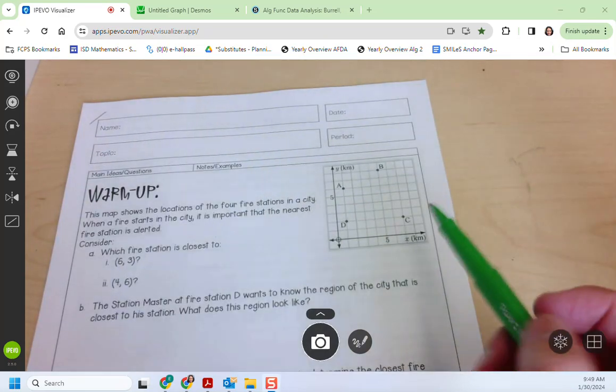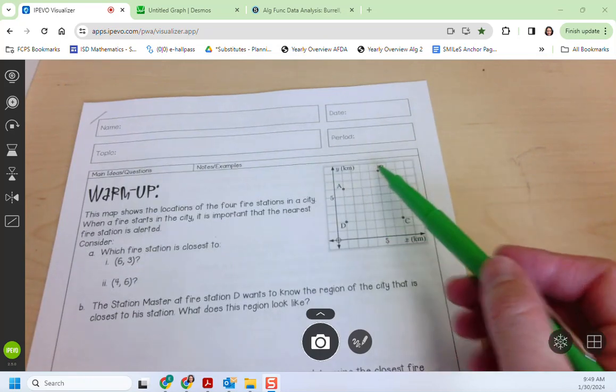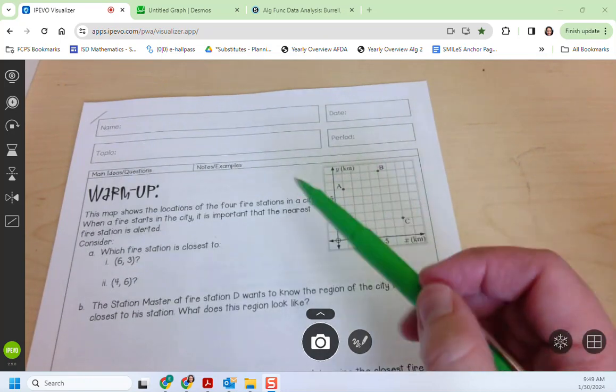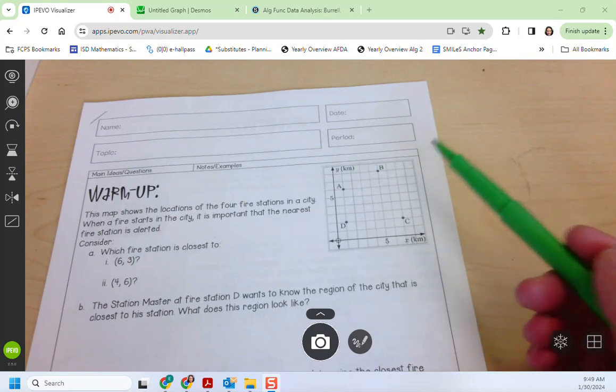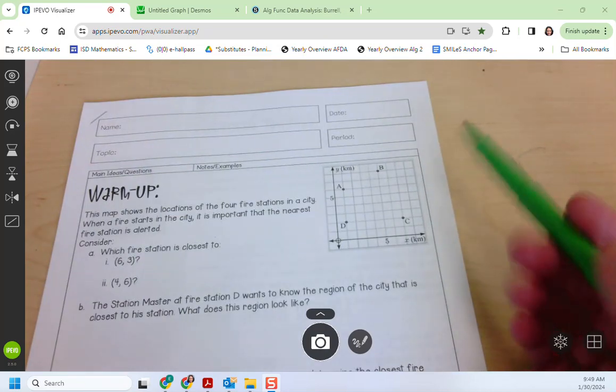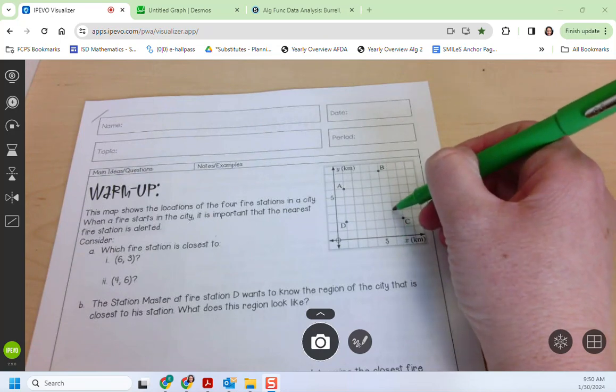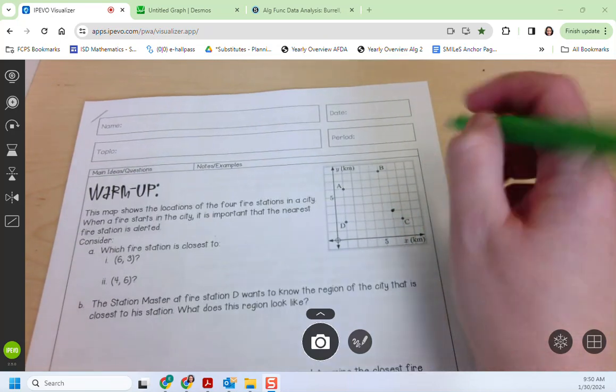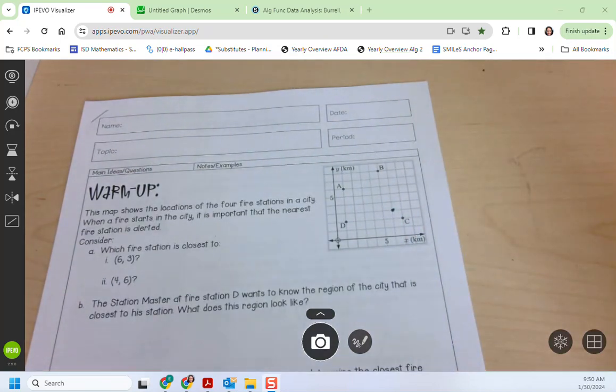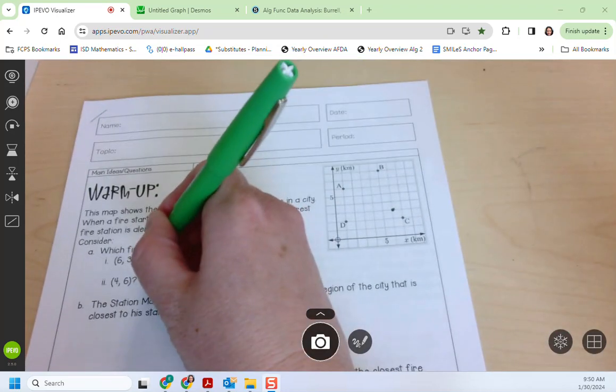Okay, so the map is showing the locations of 4 fire stations, and it's important that you know which one is closest to every location. So the first one said which one is closest to 6-3. That one just seems obvious, right? 6-3. So that would be C.